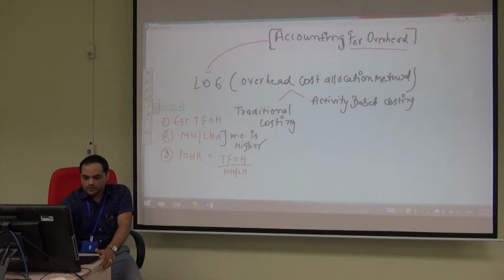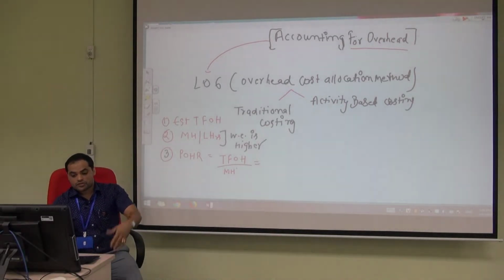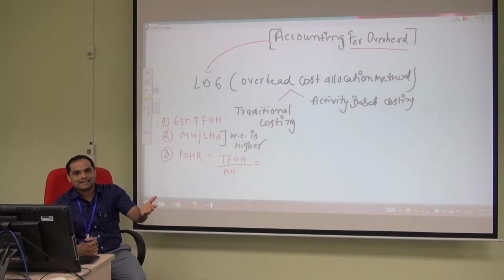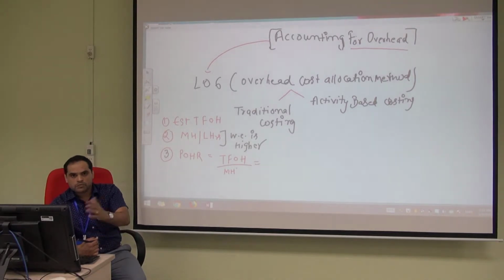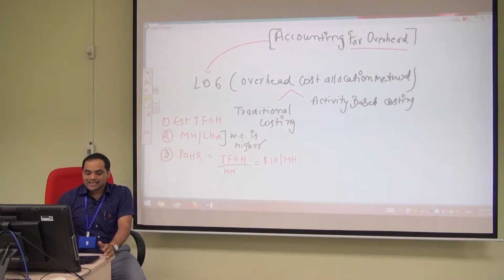So let's say machine hour is higher. Alright, so we use machine hour. We got the rate: total factory overhead divided by machine hours. Let's say total factory overhead is $10,000, and machine hours, let's say 1,000 hours. So $10,000 divided by 1,000 hours, so $10 per machine hour is the rate.